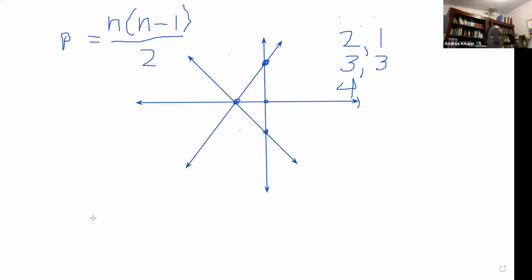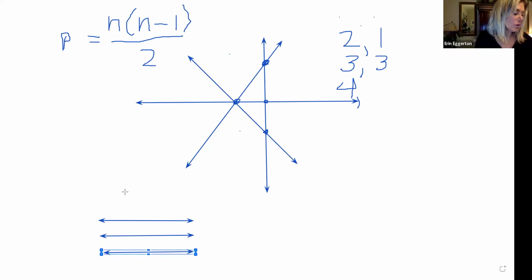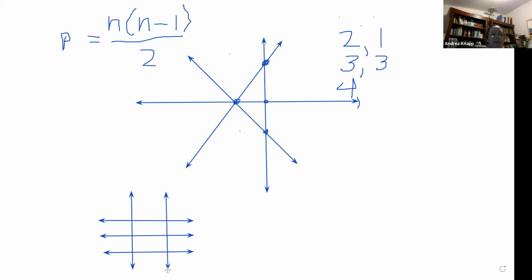So I'm going to draw here 4 lines. I'm working off of theirs where they have 5 intersection points, and I'm going to see if we can get more than 5. 1, 2, 3. Okay, what if I draw it like this? How many intersection points are there?